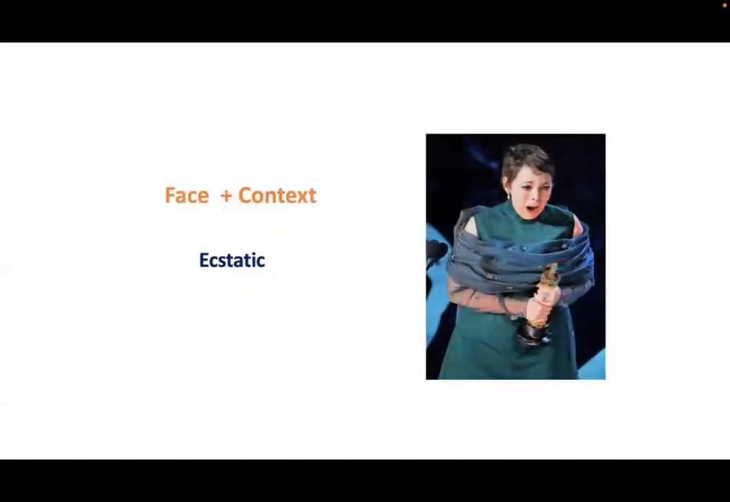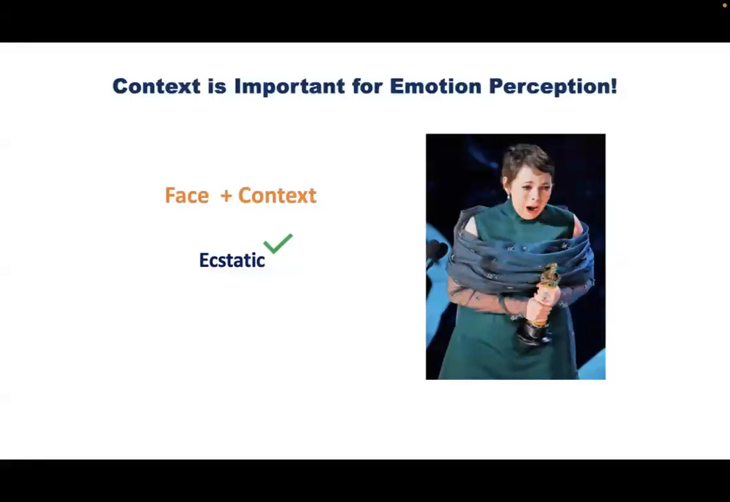If we see the face in context, we realize that this woman just won a prize. So she's actually very happy or ecstatic. And that is the correct guess. This is just one example, but it shows how context is incredibly important for emotion perception.